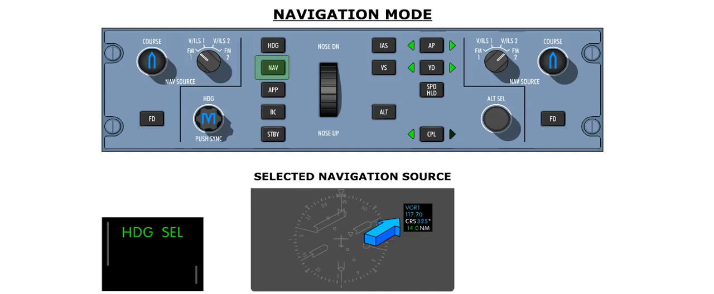The navigation mode is armed by pressing the navigation push button on the FGCP. This arms the AFCS system to capture the selected navigation source. This navigation source is displayed on the EHSI. The possible navigation sources are VOR, Localizer, or LNAV. Click on the navigation push button to arm the VOR.